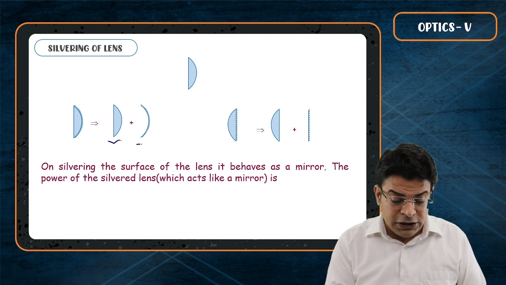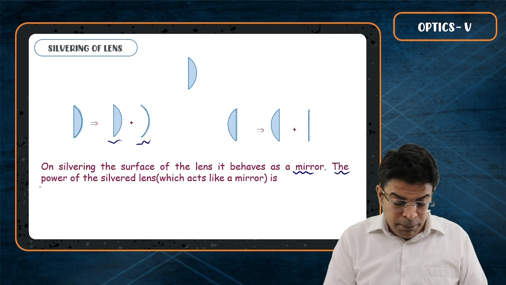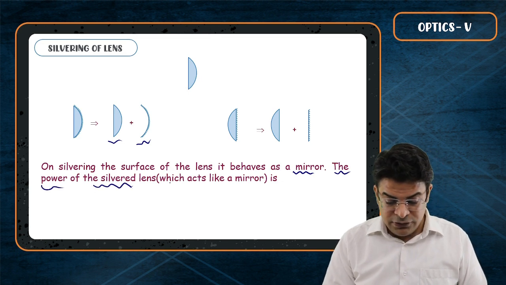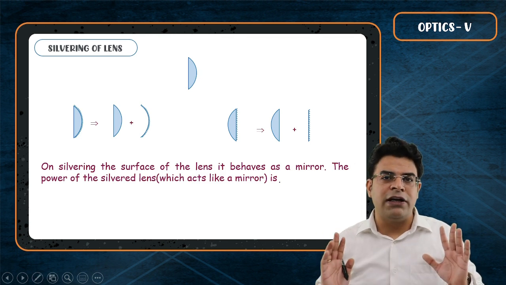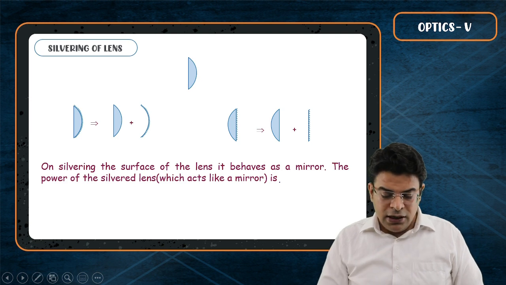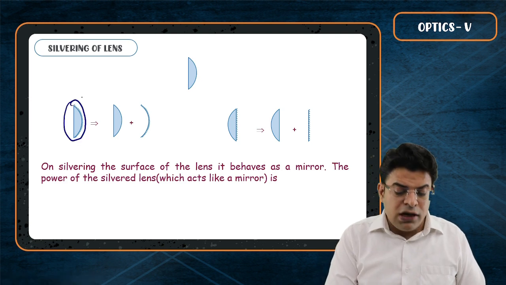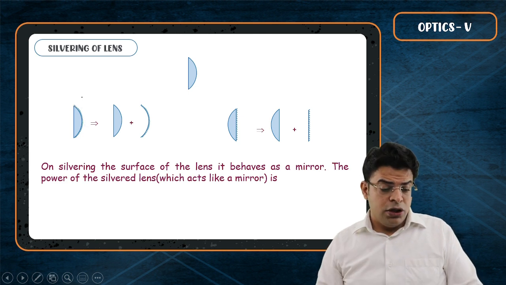So a lens plus mirror combination acts overall like a mirror. The power of the silvered lens, which acts like a mirror, is given by... Now the beauty of power is that power can be added up directly. So you will say that once you have silvered one of the surface, it acts overall like a mirror.